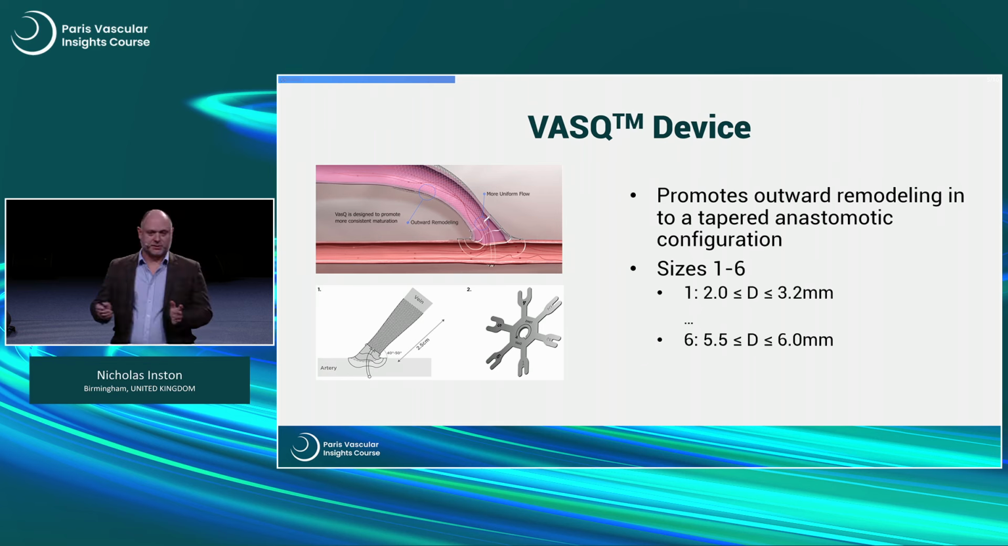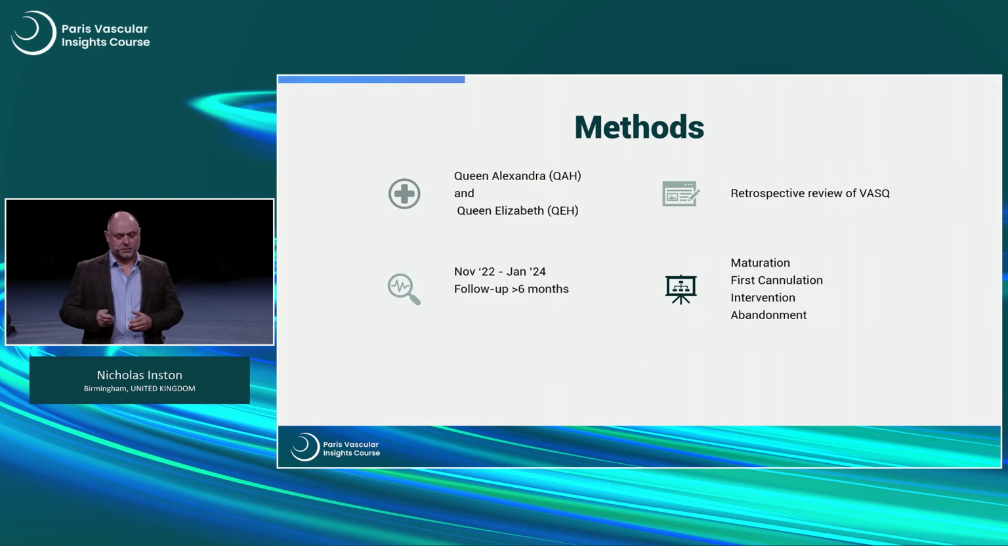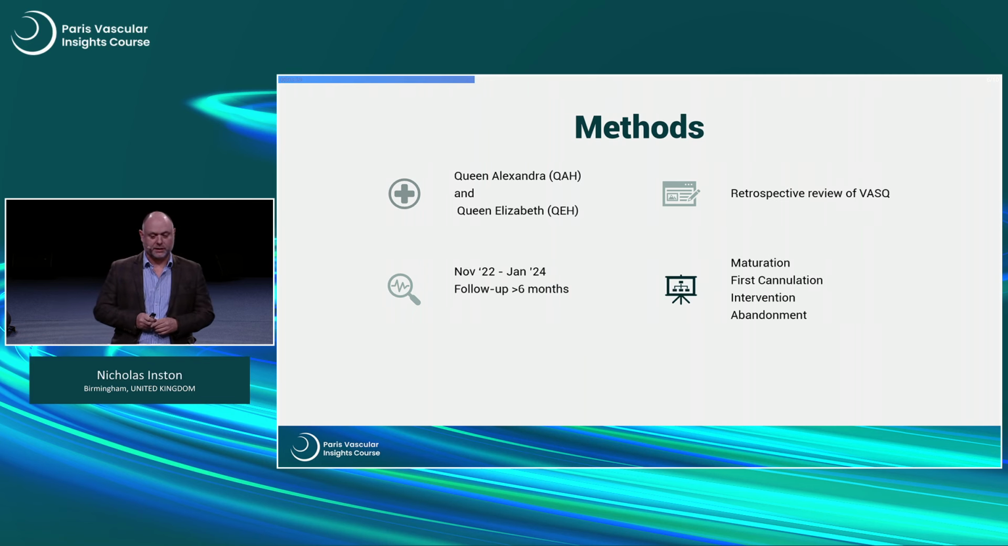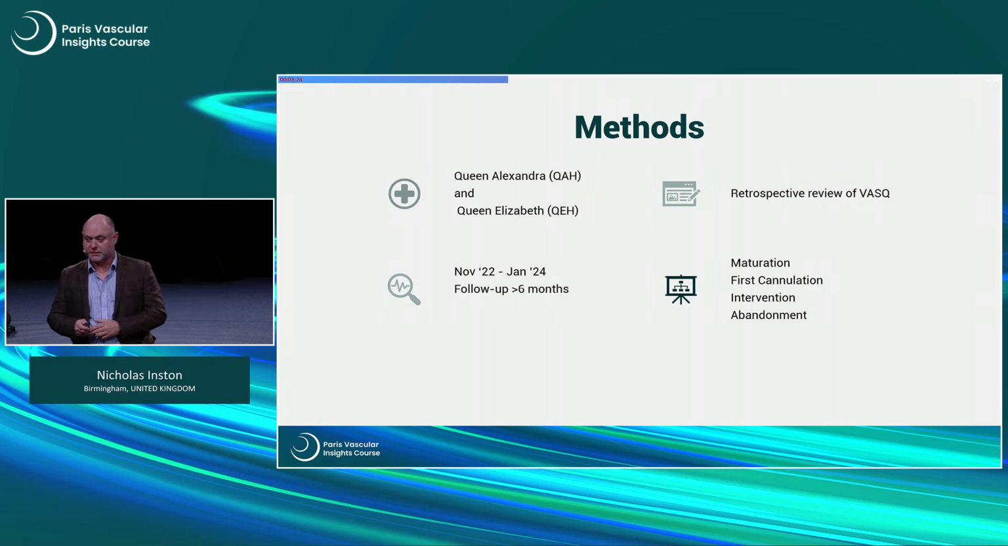We did this study because I was somewhat skeptical about this concept and also some of the data. So we did a study between ourselves and Paul Gibbs at the Queen Alexandra Hospital in Portsmouth. We put a number of these devices in, and we wanted to look slightly longer term. So we looked at follow-up over 6 months, between November 22 and January 24. The outcome measures were maturation, first cannulation, interventions, and abandonment.